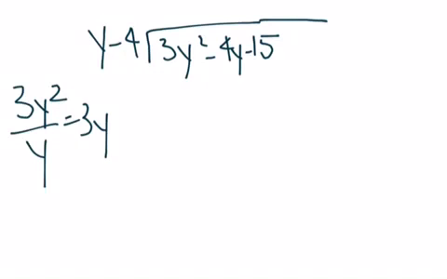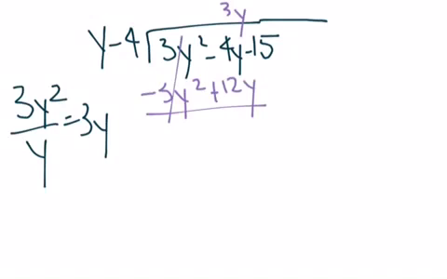So that's positive 3y. Let's multiply that. It's going to give us positive 3y squared. That's going to give us a negative 12y. That's going to become a negative, and that's going to become a positive. These are going to cancel out. So in essence, I think what you've seen from each one of these problems, we're trying to cancel out this first term every time. Which is what we just did here: positive 3y squared and a negative 3y squared. Then we have negative 4y plus a positive 12y, which gives us positive 8y. Bring down this negative 15.